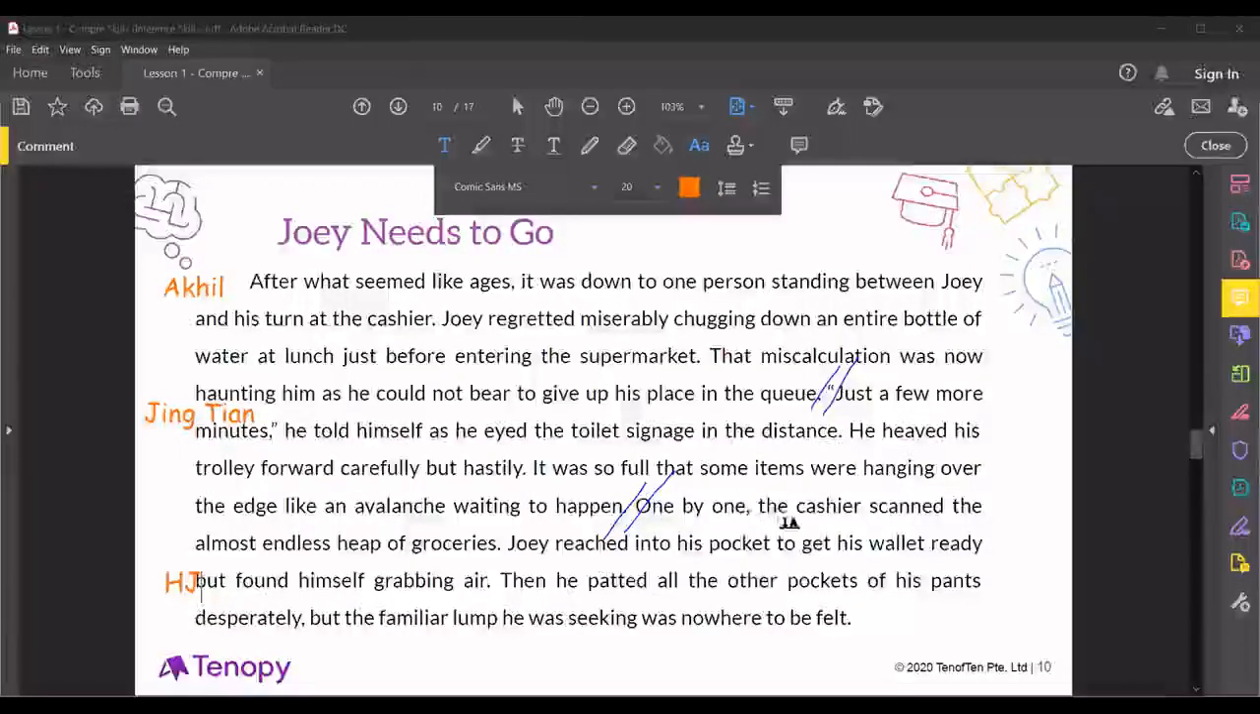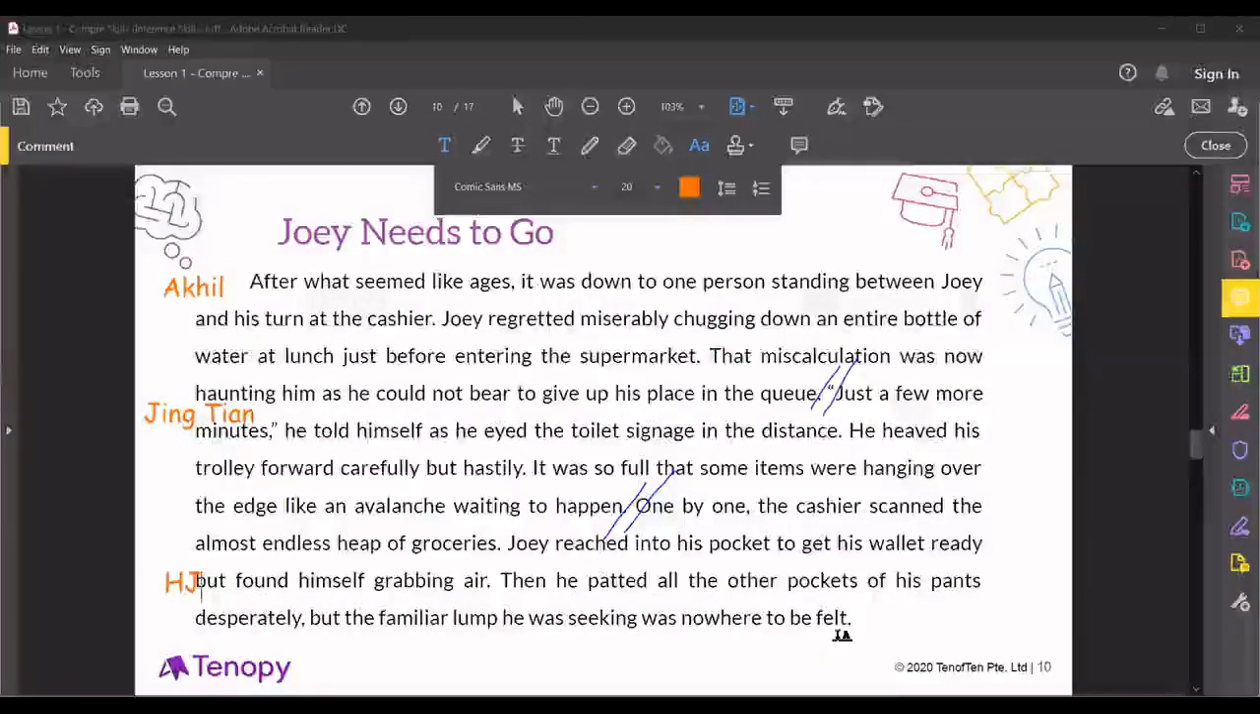One by one, the cashier scanned the almost endless heap of grocery. Joey reached into his pocket to get his wallet ready, but found himself grabbing air. Then he patted all the other pockets of his pants desperately, but the familiar lump he was seeking was nowhere to be felt.